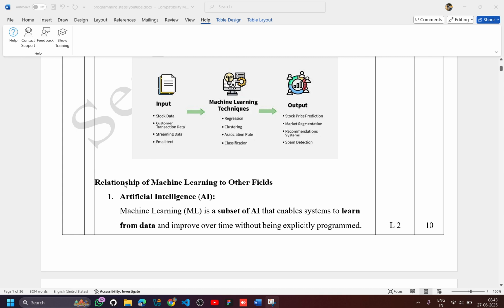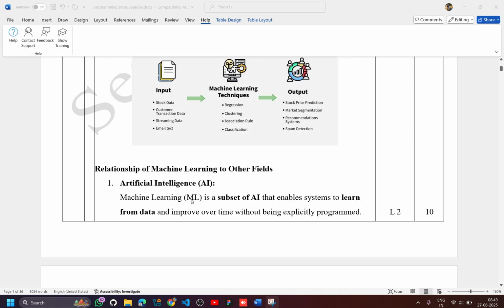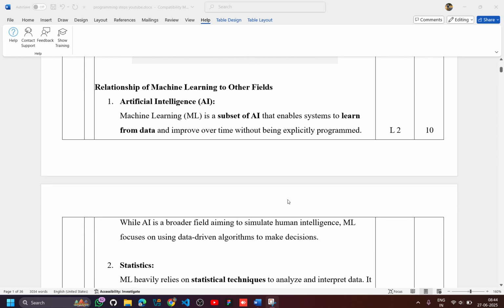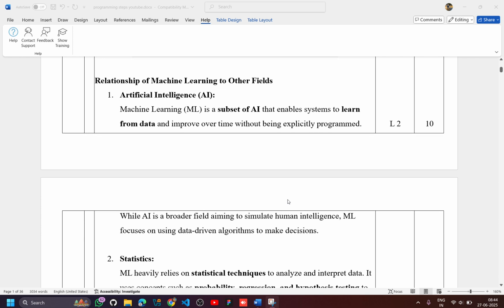Then we have to write the relationship of machine learning to other fields. Other fields means, definitely, artificial intelligence comes in. Machine learning is a subset of AI that enables systems to learn from data and improve over time without being explicitly programmed. I told you earlier, guys, explicitly means directly programmed. Just read the definitions of each and every relationship and you will automatically understand.